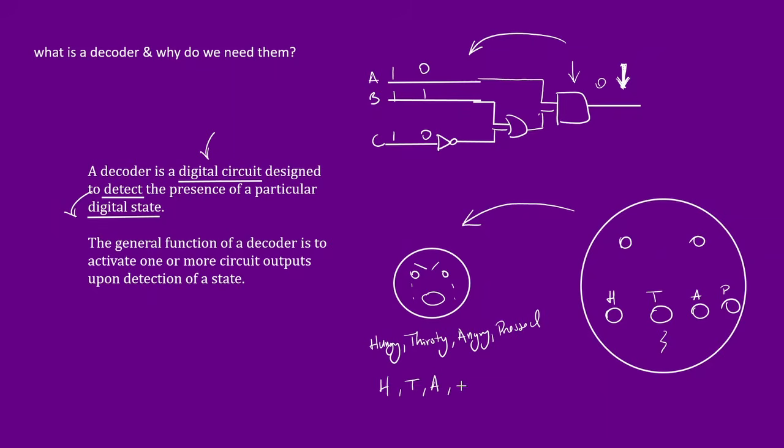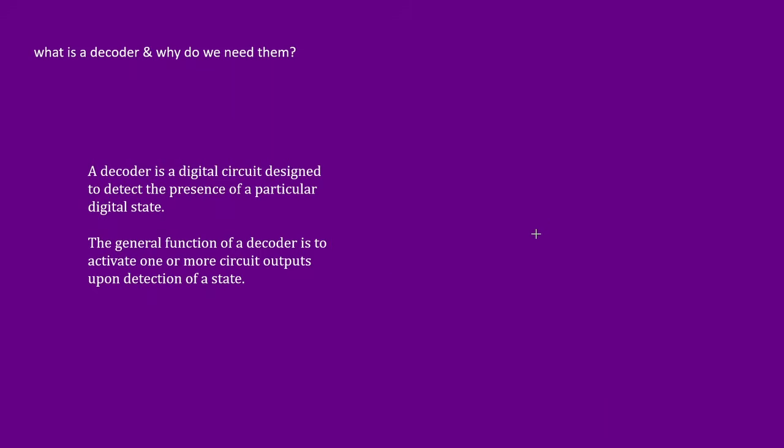So that's the advantage we encounter when dealing with decoders. Having multiple output lines for each state makes it easy for us to tell when such and such is going on. So the general function of a decoder is to activate one or more circuit outputs upon the detection of a state. The general function of our perfect multiple-mouth baby is to let us know what particular input is causing mouth angry to cry. Okay, so it makes handling and dealing with logic much easier.